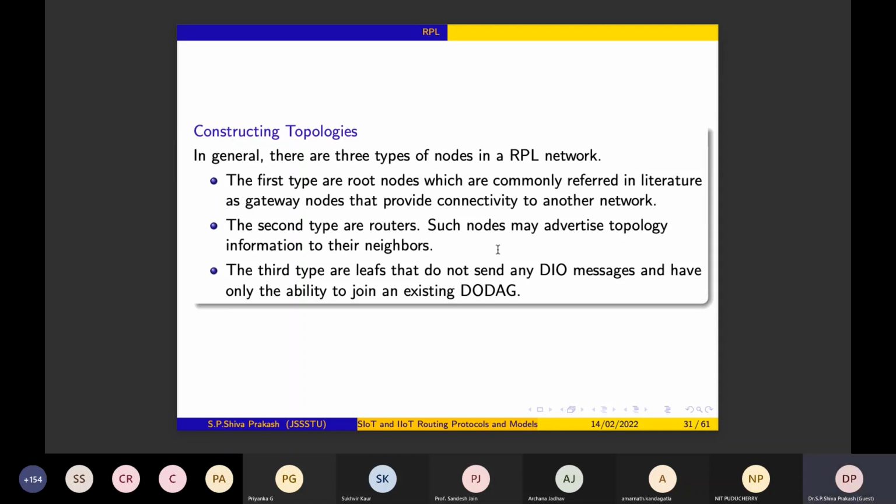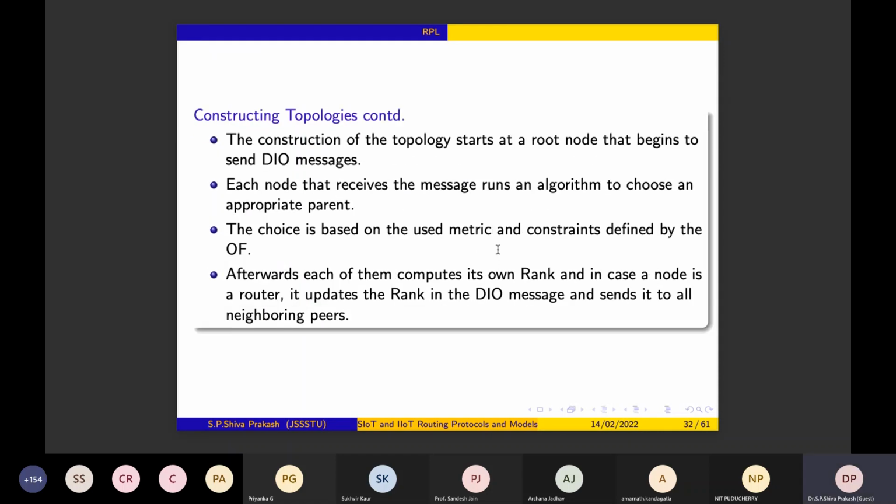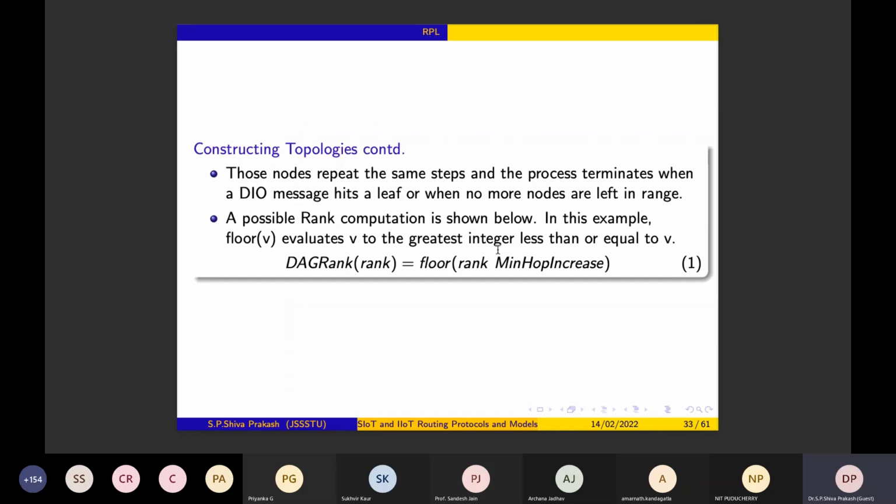The construction of this topology starts with a root node that begins to send the DIO message. Each node that receives this message runs an algorithm to choose an appropriate parent. The choice is based on the metrics and constraints defined by the OF. Afterwards, each of them computes its own rank, and in case the node is a router, it updates the rank in the DIO message and sends it to all its neighboring peers. Those nodes repeat the same steps, and the process terminates when the DIO message reaches a leaf or when no more nodes are left in range.